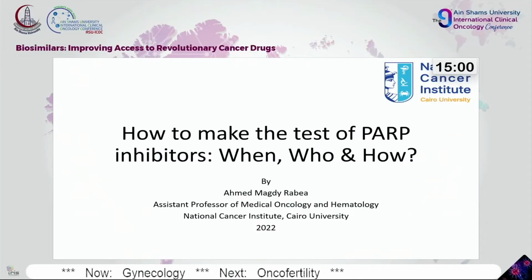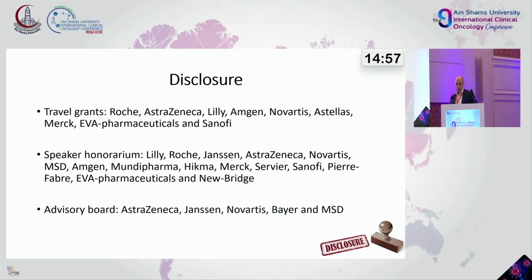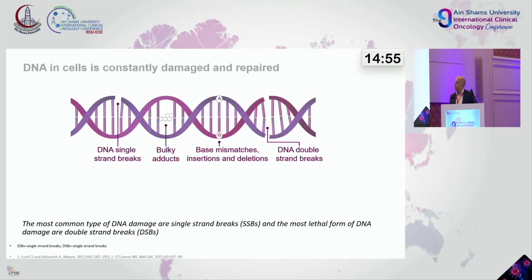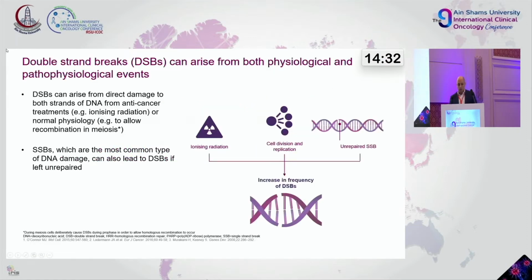So, how to test for PARP inhibitors: when, how, and who. These are my disclosures. As a basic, we know that DNA is in constant damage and repair. We have single strand breaks, bulky adducts, base mismatches, and DNA double strand breaks. If we do not treat a DNA single strand break, it will lead to a double strand break. This is very important to understand why we do BRCA testing and how to target it.